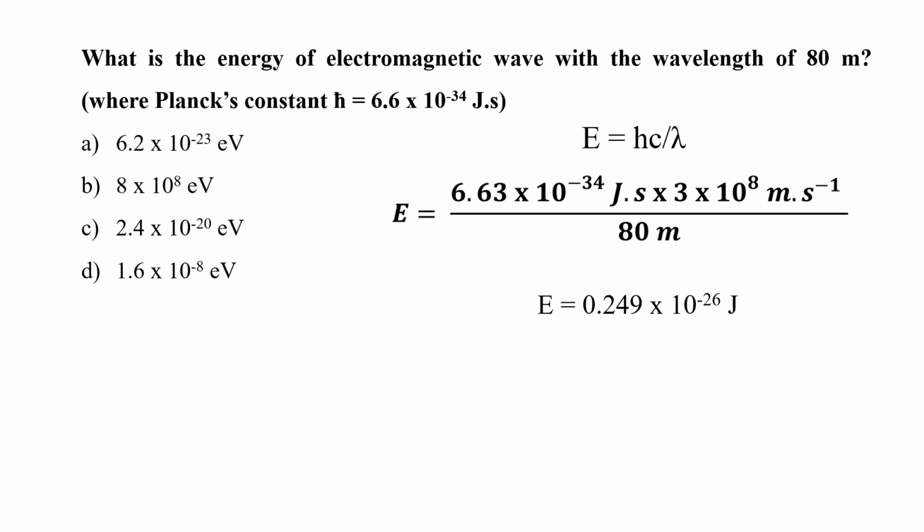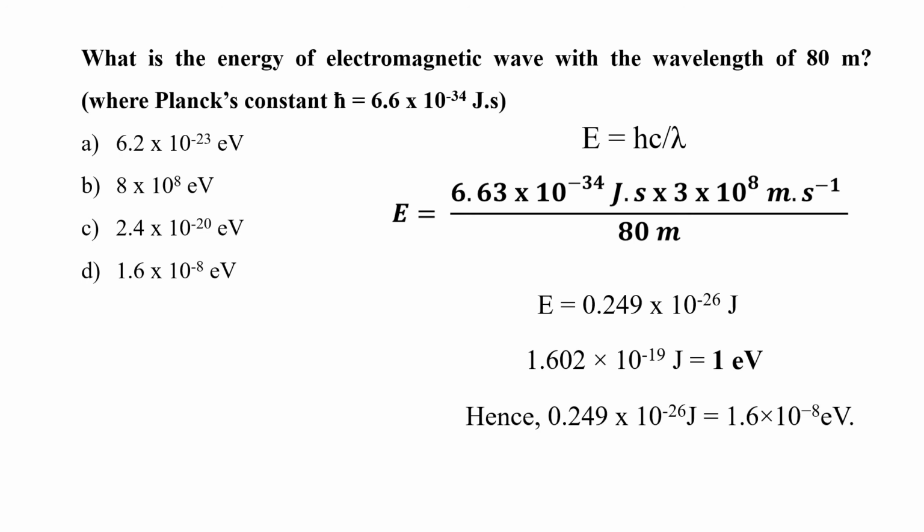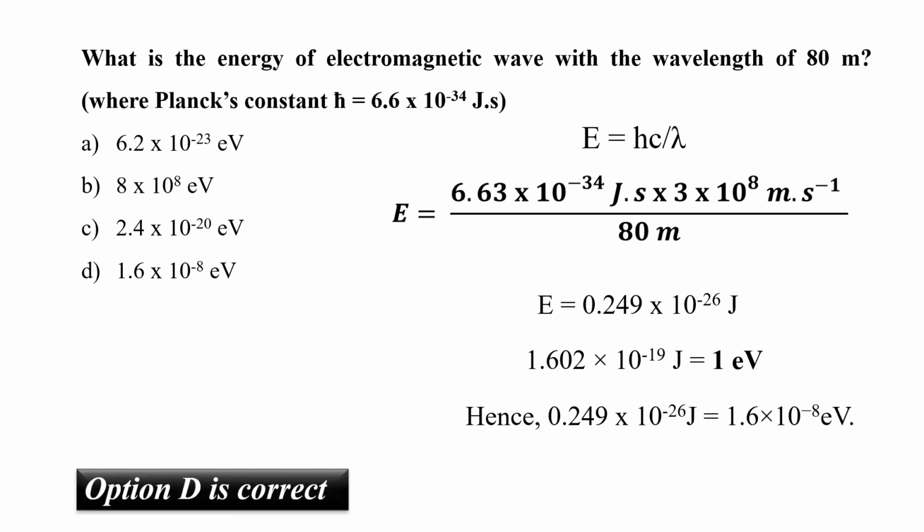Now when you look at these options, they're given in electron volts. So if you do the maths, you'll get the final answer that 0.249 into 10 to the power minus 26 joules is going to be equal to 1.6 into 10 to the power minus 8 electron volts. So our correct answer is going to be option D.